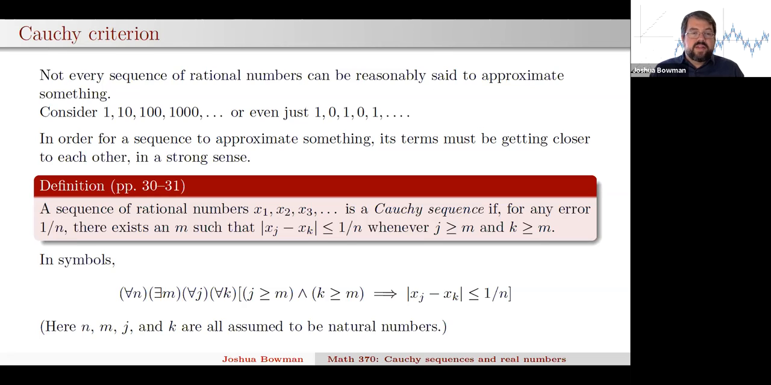So in symbols, what the definition says is, for every n, there exists an m, such that for every j and for every k, if j is greater than or equal to m and k is greater than or equal to m, then the absolute value of xj minus xk is less than or equal to 1 over n. Okay, so then you can see all that all at once.